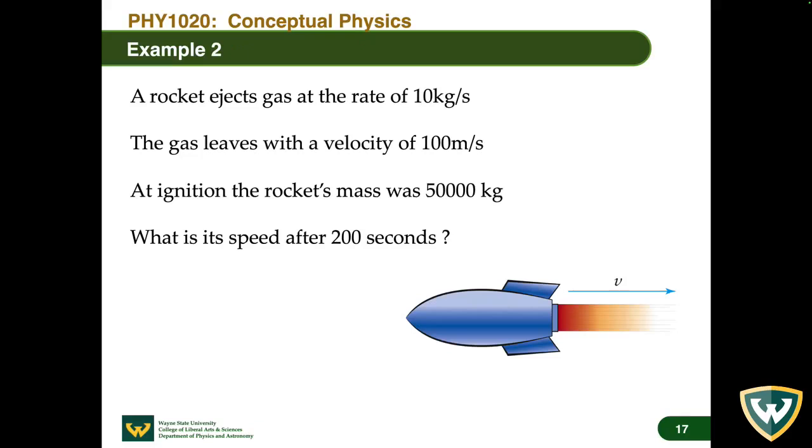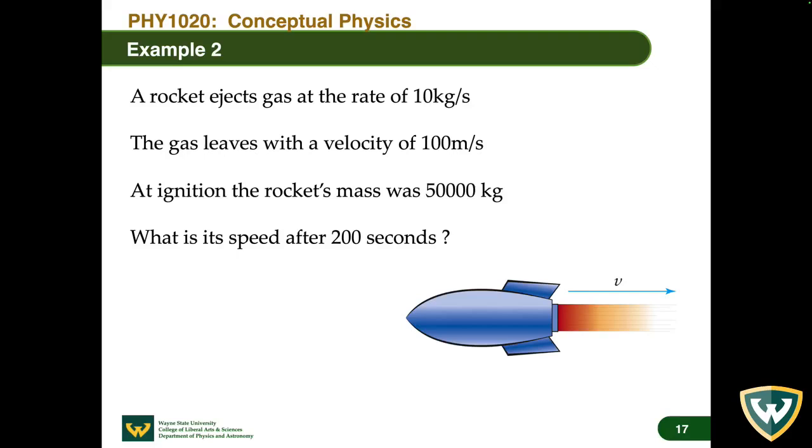Let's consider a second example, that of a rocket ejecting gas at the rate of 10 kilograms per second. To be clear here, what is propelling the rocket is the ejection itself. It's not the gas hitting something. It is the gas being pushed out of the rocket at a very high speed and a very high rate, or mass rate, if you will. So the mass rate here is 10 kilograms per second.